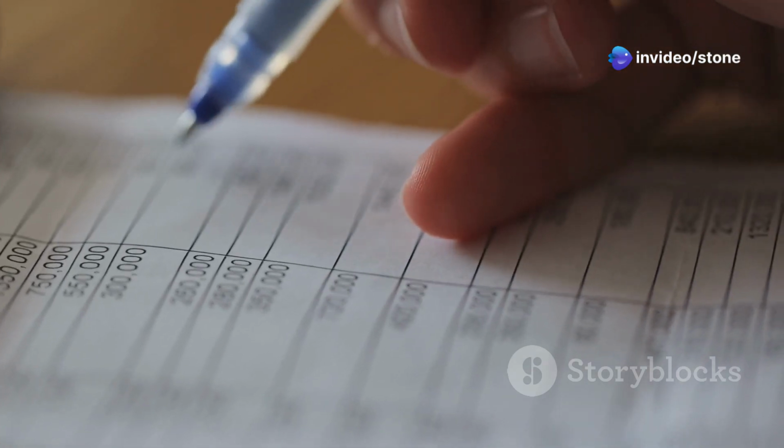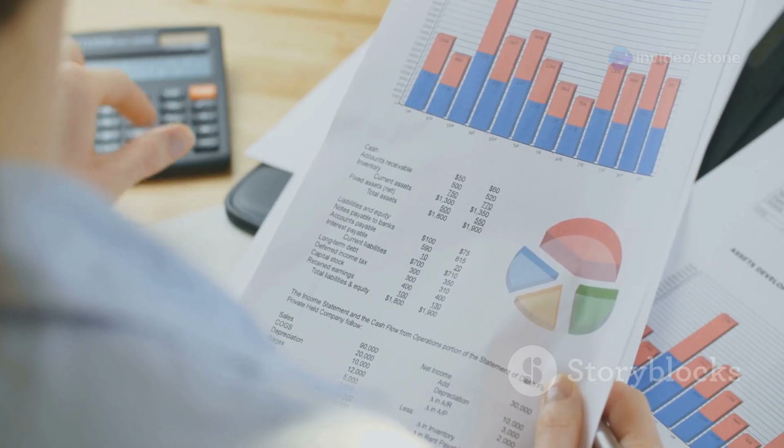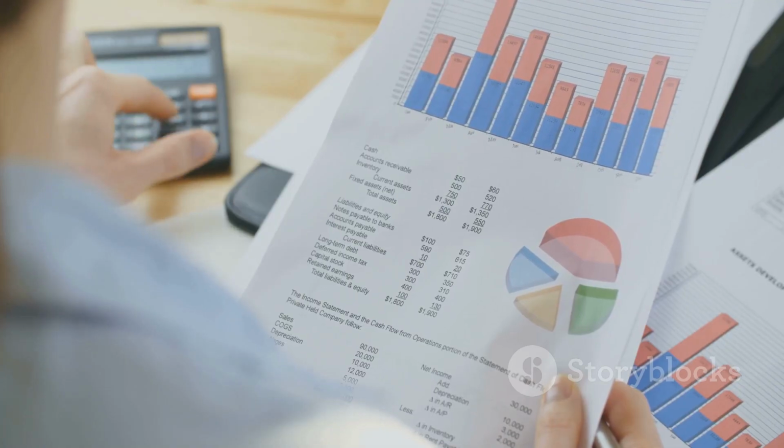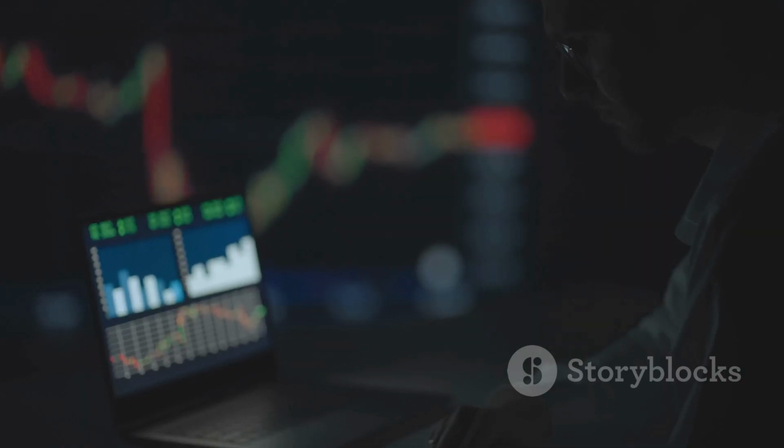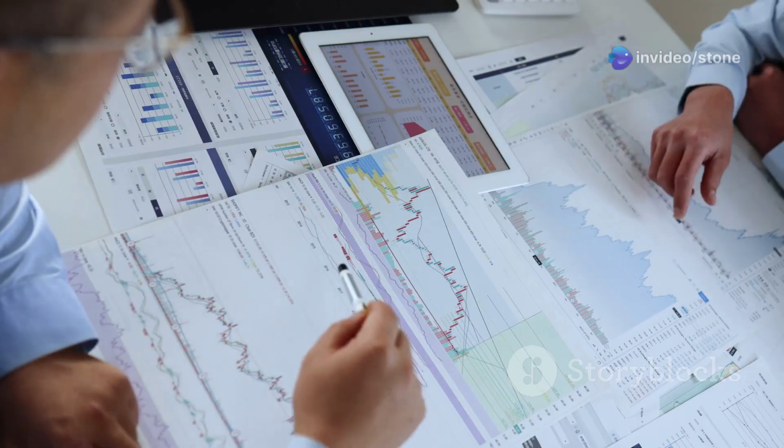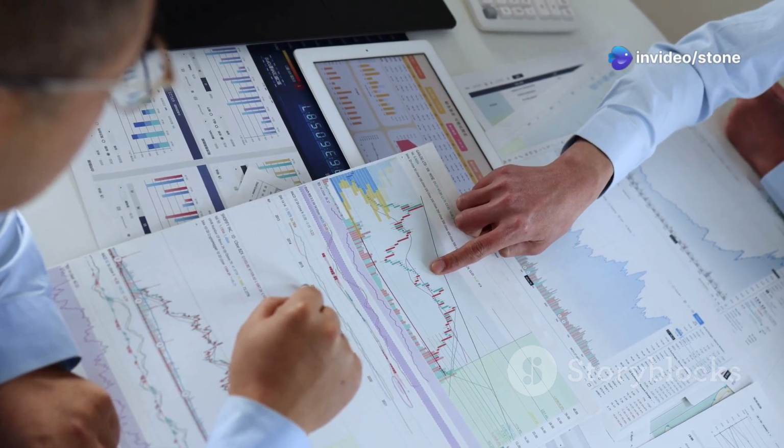Financial statements provide the raw data. These statements include the balance sheet, income statement, and cash flow statement. Ratios transform this data into meaningful insights. They reveal relationships between different financial aspects.